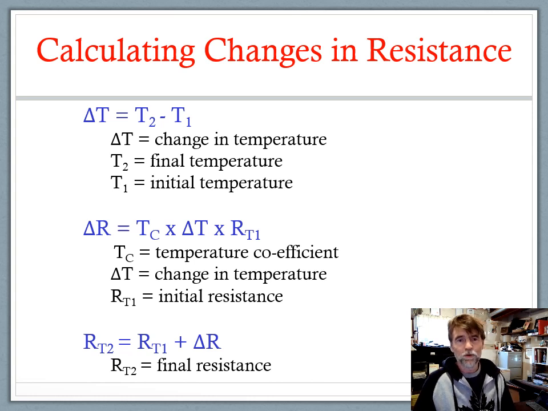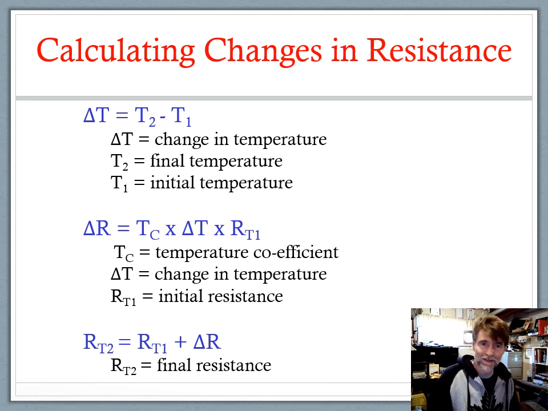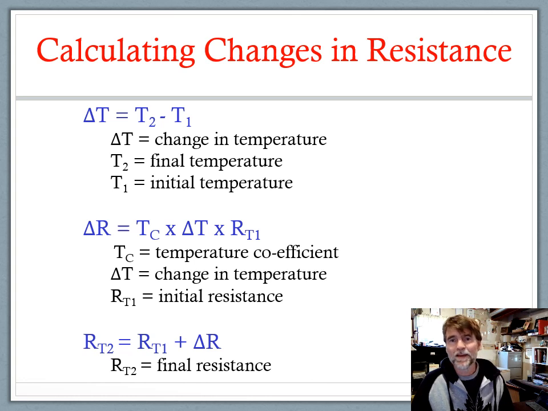Okay, so for example, if the temperature goes up, T2 will be a bigger number than T1. The higher temperature is the final temperature, which means when we subtract T1 from T2, we end up with a positive value, and a positive value for the change in temperature means the temperature went up. Okay, so that's where we start. We have to calculate delta T. How much did the temperature change? That will allow us to calculate delta R.